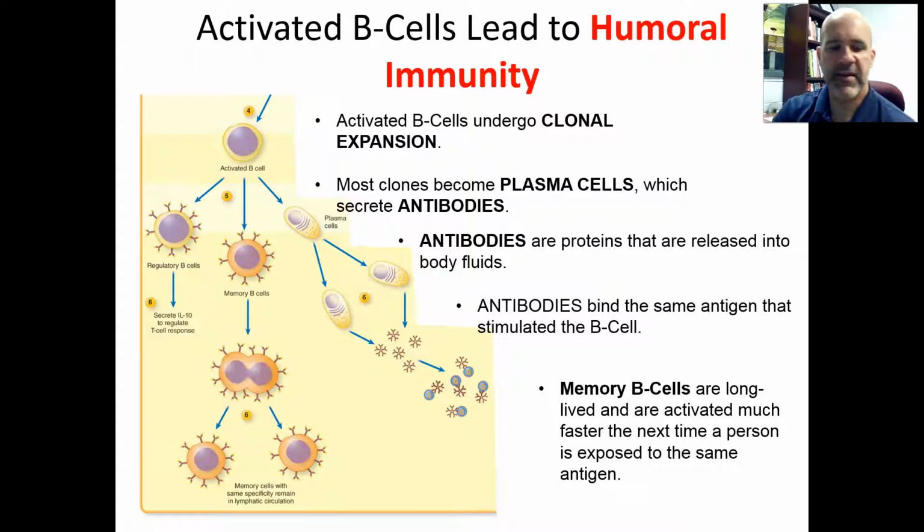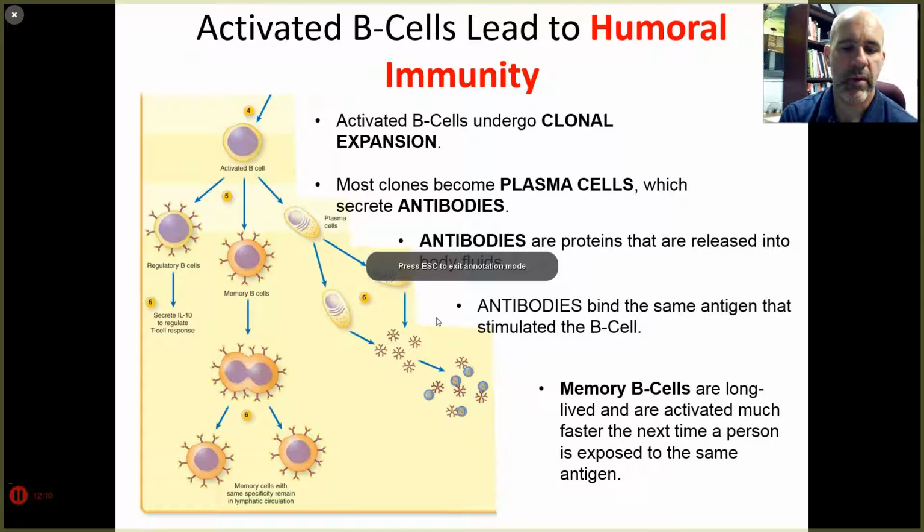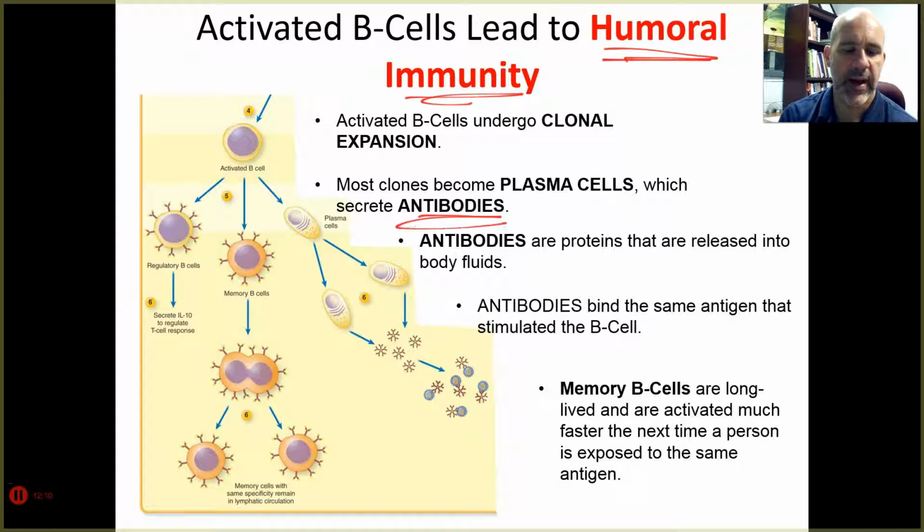All right, so what happens after this B cell gets activated? This is going to lead to something called humoral immunity. If you see that term, that is referring to antibody immunity. Humor is an older term for body fluids. Antibodies are proteins. They're protein molecules. They're going to be dissolved in your body fluids or body humors.